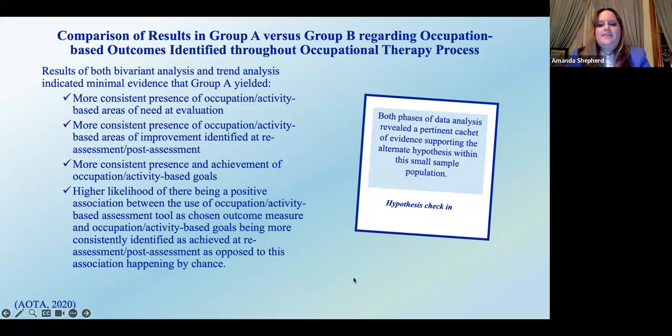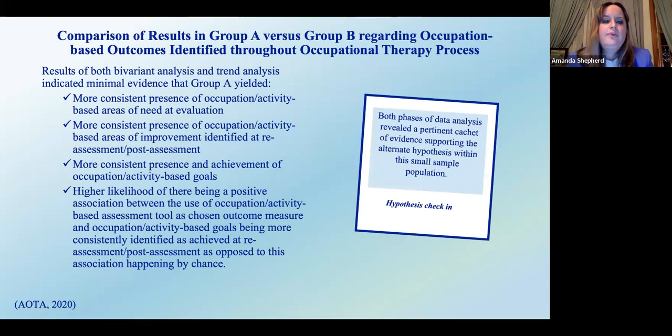So for my hypothesis check-in, both of the phases of my data analysis revealed a pertinent cache of evidence supporting the alternate hypothesis within this small sample population only. It's really important that I say right out of the gate that this was a very small group of participants, so these results cannot be generalized to a larger population. So the results really are significant within the confines of this smaller group.